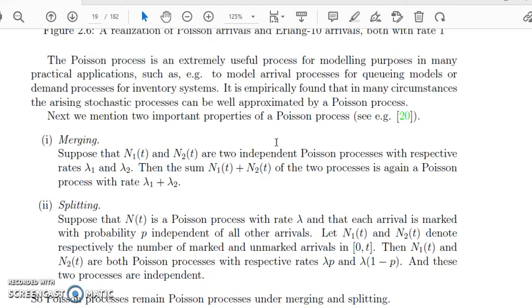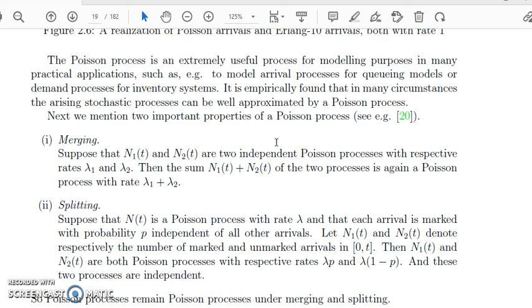We also need to look at two important properties of the Poisson process. The first one is called merging. The second one is called splitting. For merging, suppose that N1(t) and N2(t) are two independent Poisson processes with respective rates lambda 1 and lambda 2. Then the sum of the two independent Poisson processes is again a Poisson process with the rate lambda 1 plus lambda 2.